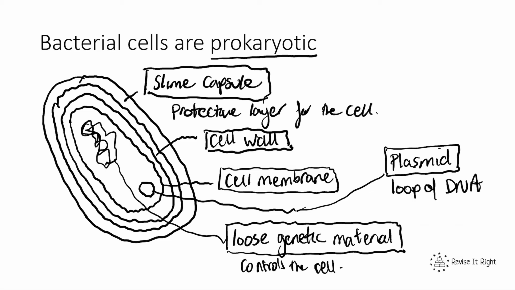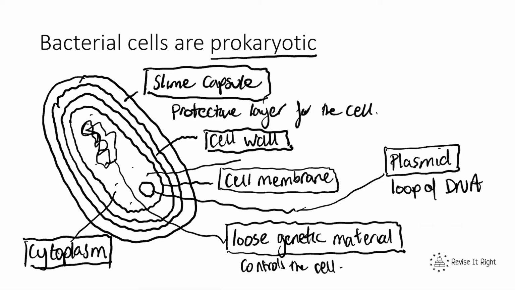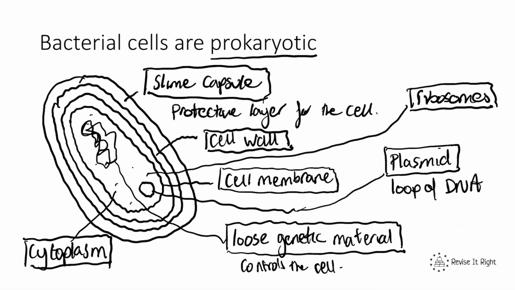Also, you have the cytoplasm. You'll remember that the cytoplasm is where chemical reactions happen. And you also have these rather small structures, which you'll remember are called ribosomes. Now this is where protein is made in the cell.